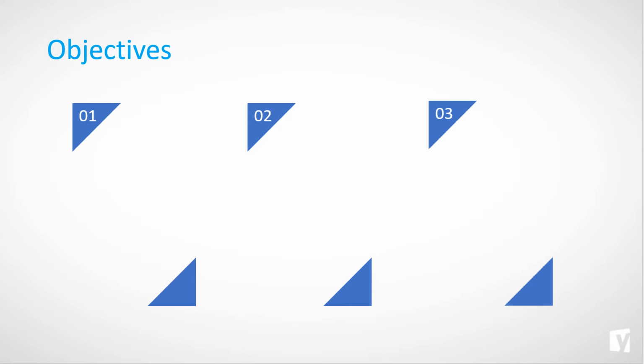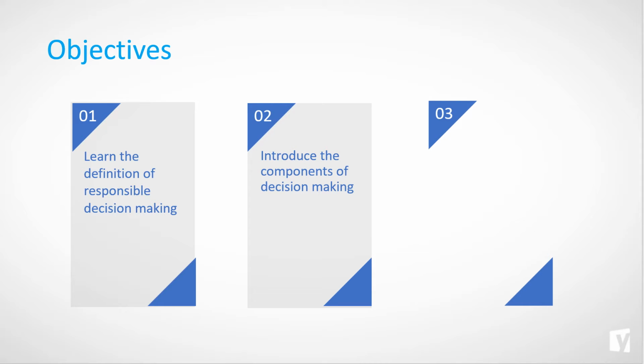There are 3 objectives for today. The first objective is that you will learn the definition of responsible decision making. The next objective is that I will introduce the components of decision making. And then finally, you will practice the steps in decision making.